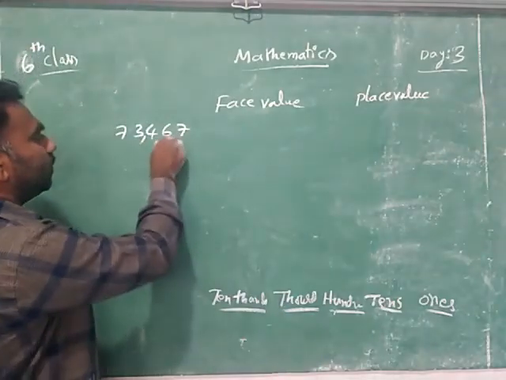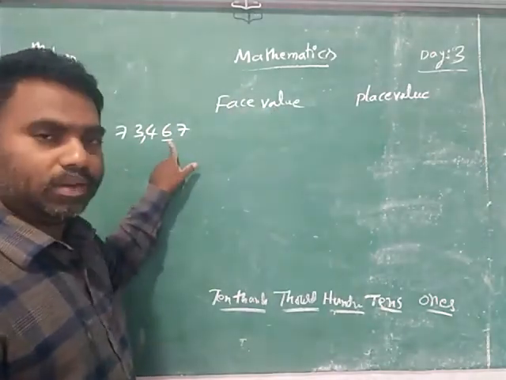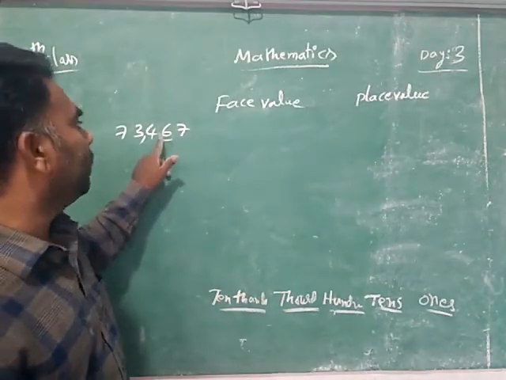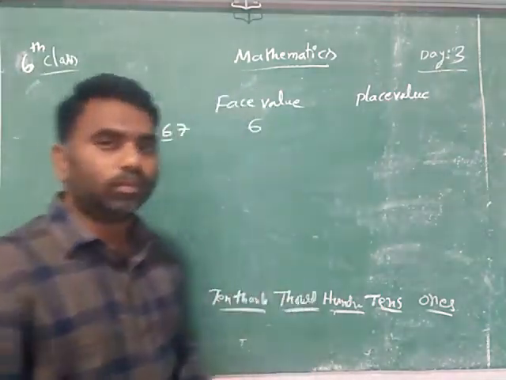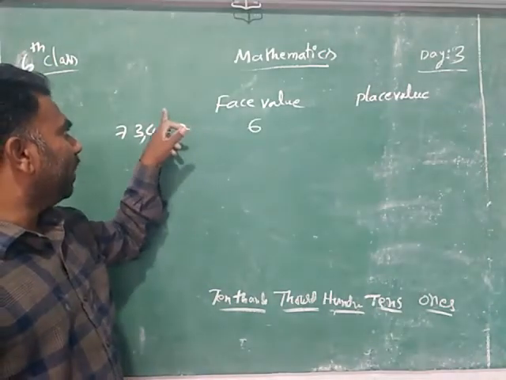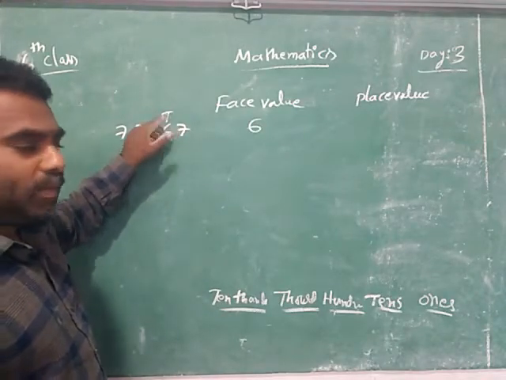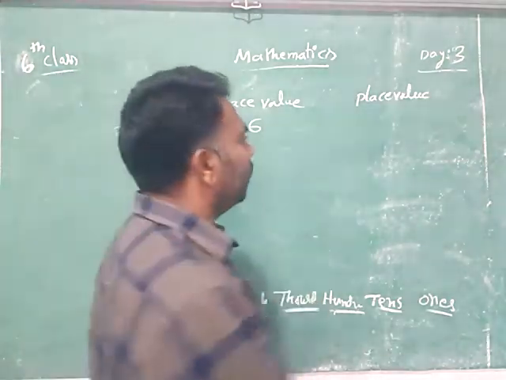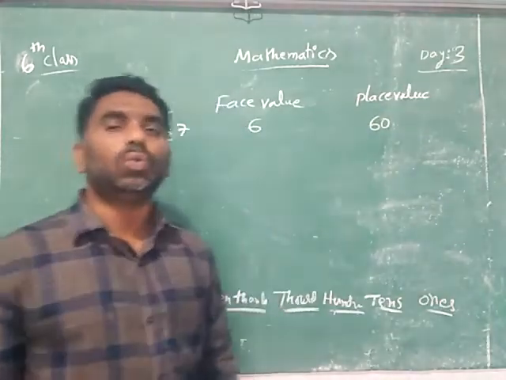I underlined this digit and I asked what is the face value of that digit. Simple. Which digit is looking there? That is the face value. 6 is looking, so the face value is 6. Then what is the place value? Place value means the digit is in which place. Ones and tens place. 6 is in tens place, so it means 6 tens. You will write that as 60. 6 tens are 60. That is called place value.